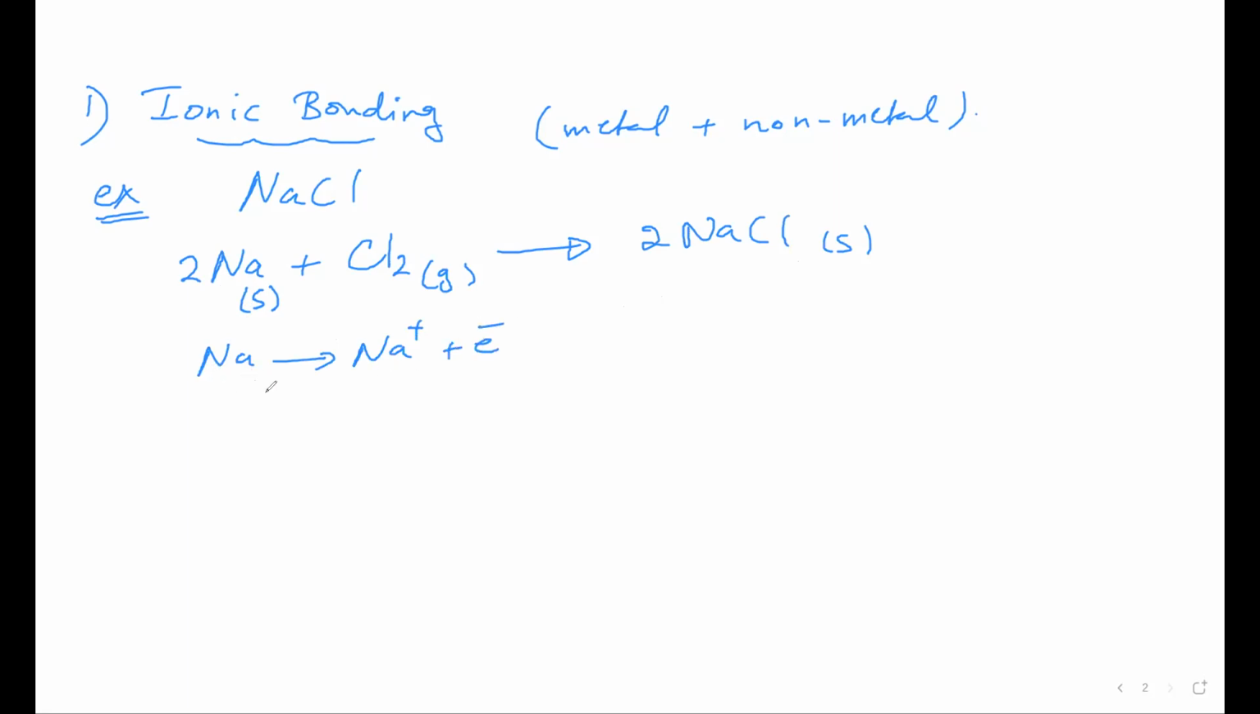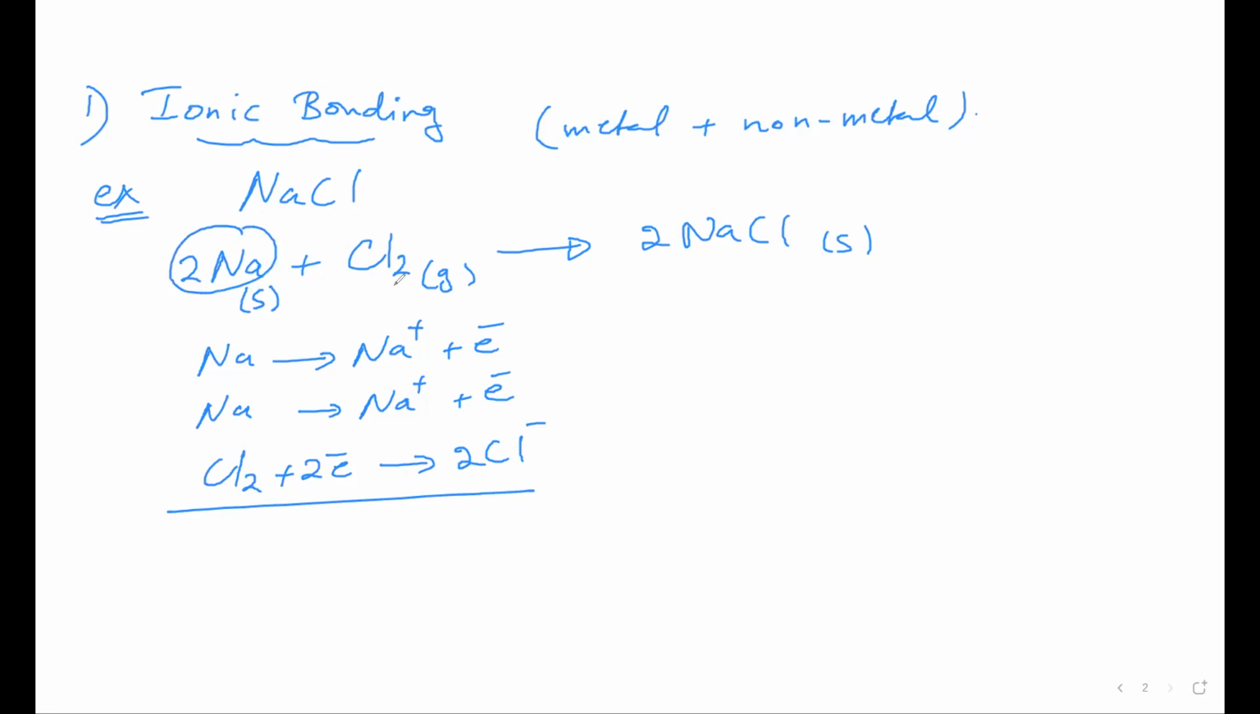Also, another sodium atom would do the same. It will lose an electron to form a sodium ion plus an electron. And then the chlorine gas would gain these two electrons and form the two chloride ions. So if we add these three equations, we get that two sodium atoms react with one chlorine molecule to get sodium chloride as an ionic compound.